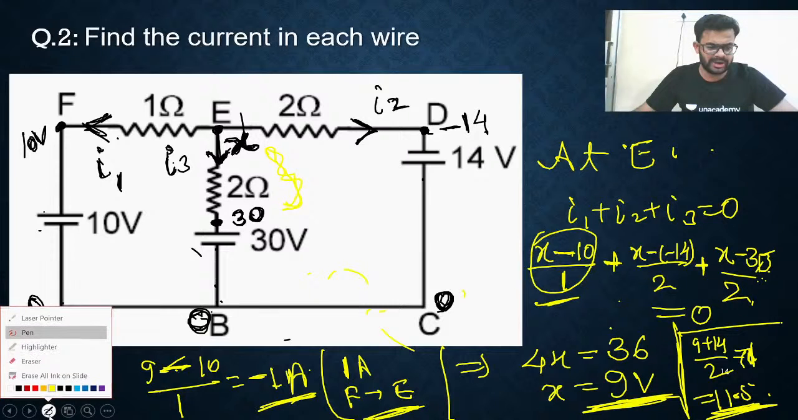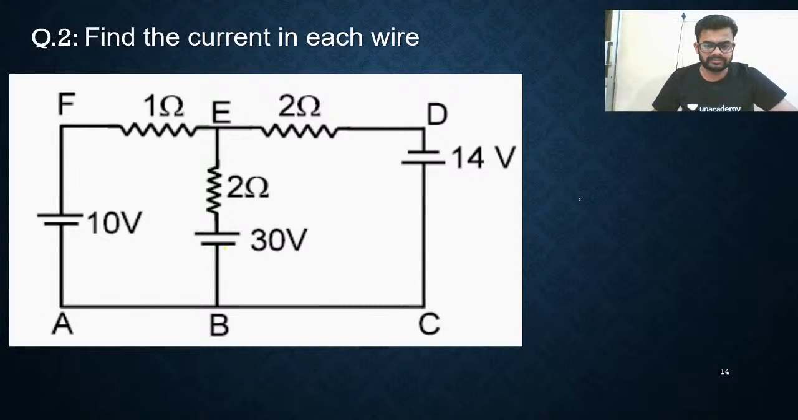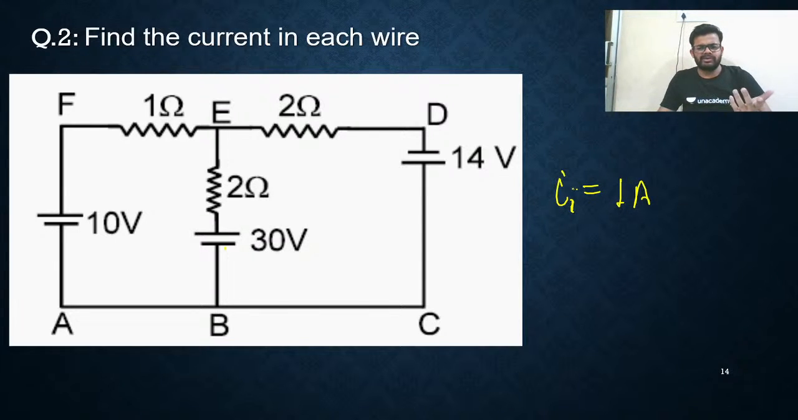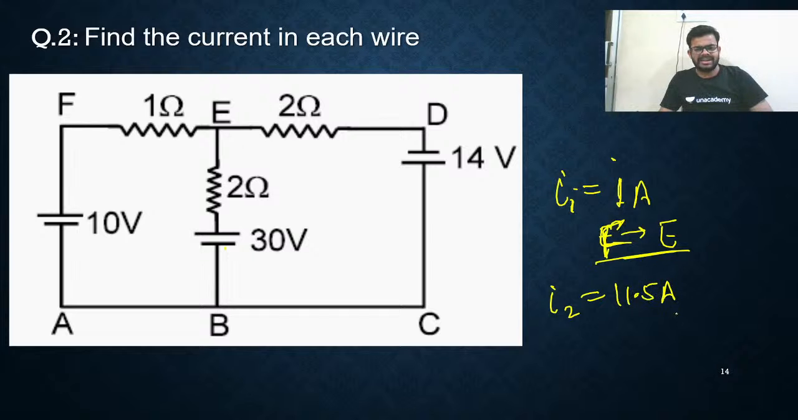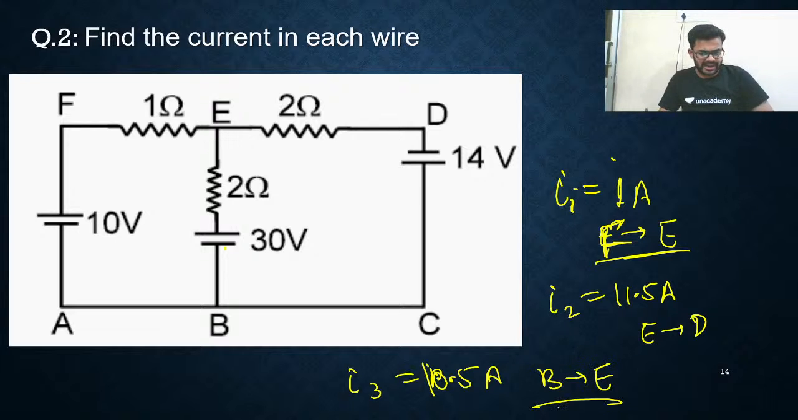I hope you understood. So simply speaking, whatever we have considered, I1 we got 1 ampere, from F to E. Next, I2 we got in this direction, 11.5 ampere, and that was the correct direction, E to D. Next, the third current I3 we got was B to E, 10.5 ampere. That's all we have done.